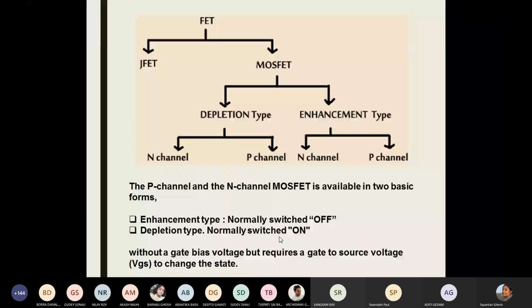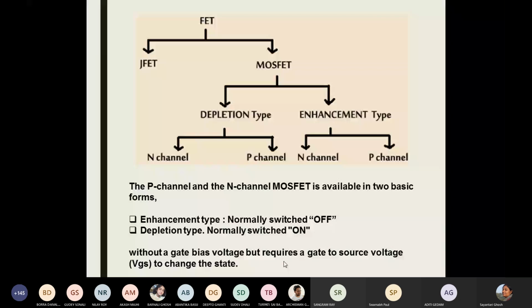Similarly, in the case of the depletion type, we already have a channel, which is quite similar to the JFET. You can connect the principles of the enhancement type MOSFET as well as the JFET together to get the operation of the depletion type MOSFET, which is a normally switched on device.